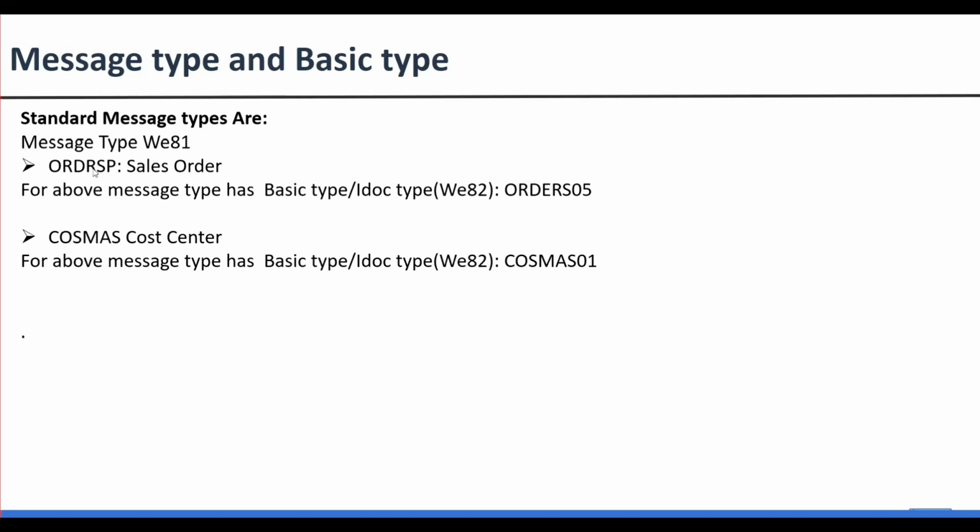Now you can see here again ORDERS. This is sales order related. If you are going to transfer the sales order data from sender to receiver, then you can use this message type. For this message type, the basic type is ORDERS05. And COSMAS, this is cost center related. For this message type, you can use the basic type COSMAS01. This is the basic type.